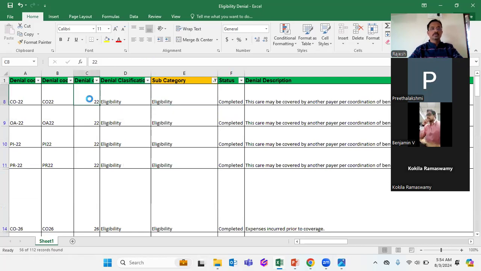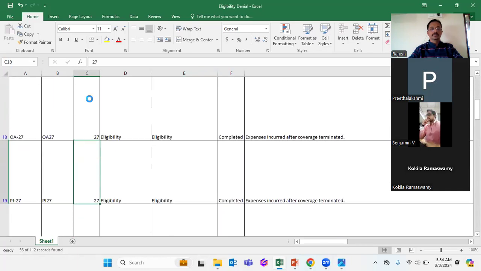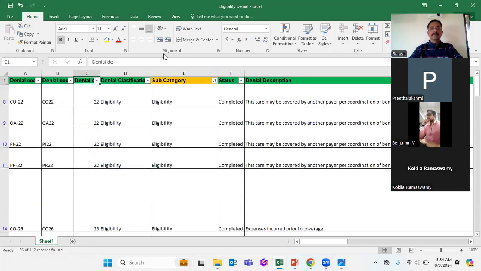This 22 is denied by the secondary claim, right? The secondary will say that it's incorrectly billed. Primary, we have to finalize or we have to work on this particular eligibility. Like that, you have different codes here for eligibility.